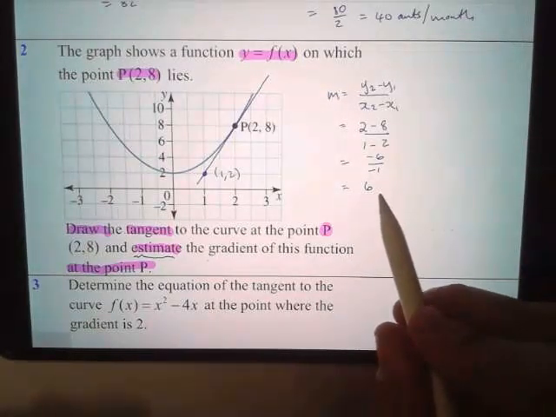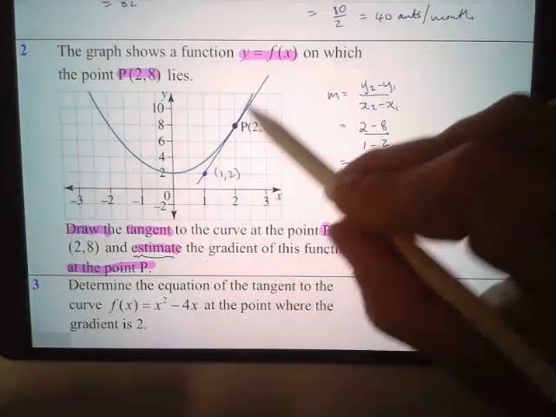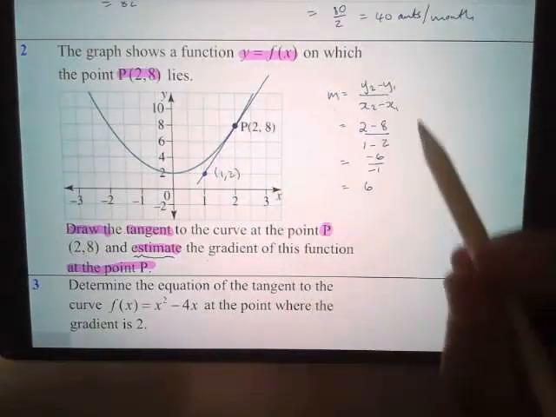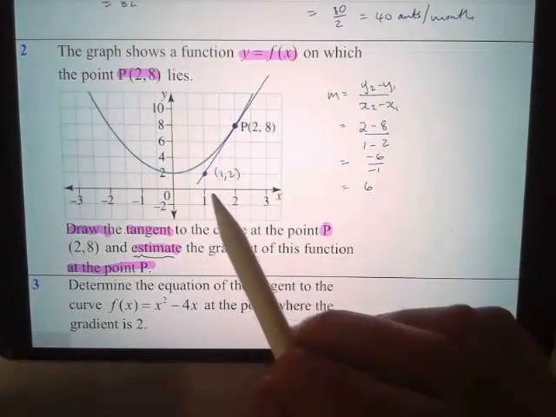Now your answer might be a little bit different and still be correct, as long as you used a ruler and then used the gradient. But that point you have to read from there.